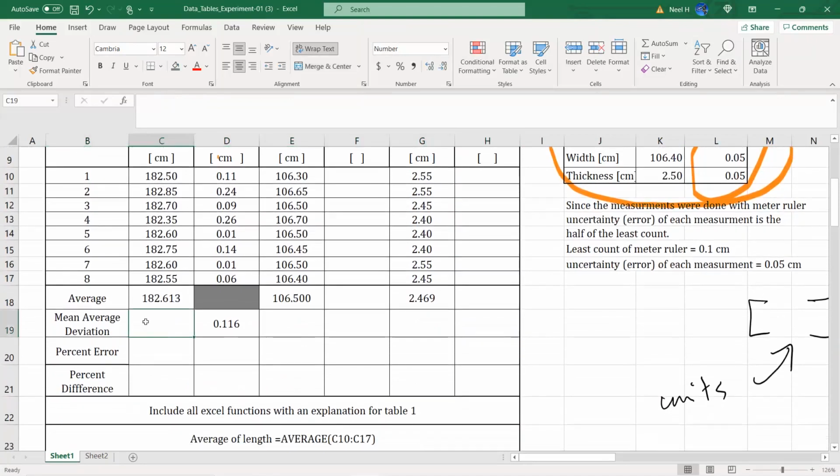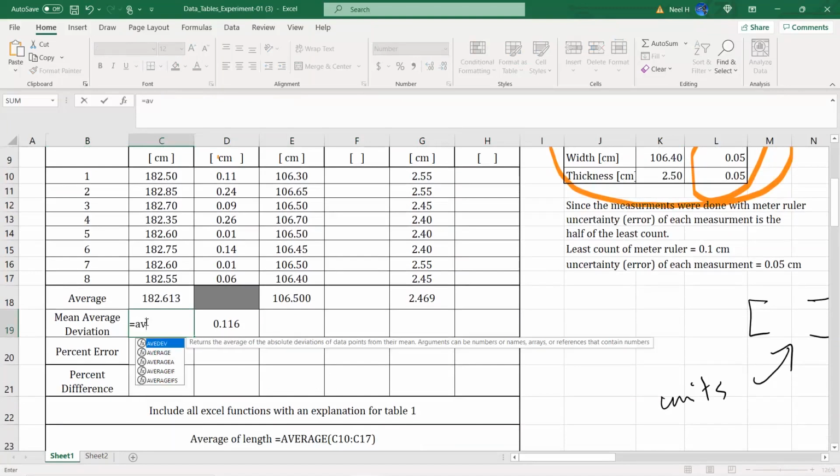Right here in cell C19, equal. Earlier I mentioned there's an inbuilt function, right? So mean deviation is connected to the average. I don't know the function exactly, so I'm going to just type average first to see, because this function should be connected to the average. If you look at it carefully, there it is, the first function. If you take a look, AVEDEV, that's the average deviation that returns the average of the absolute deviation of the data points. That's exactly what the mean deviation means.